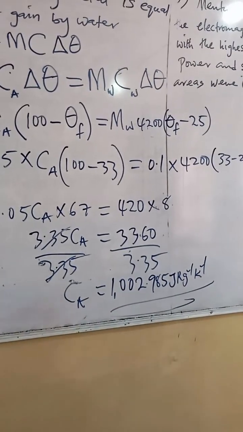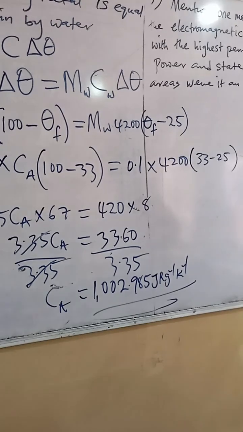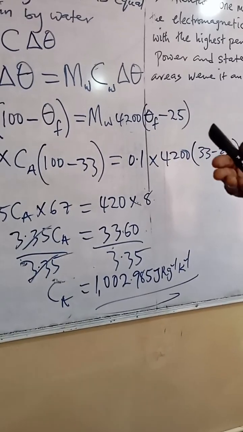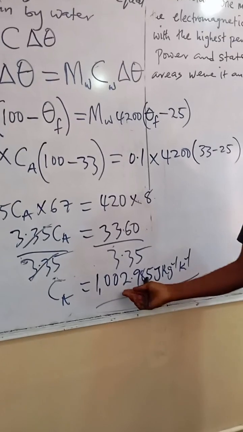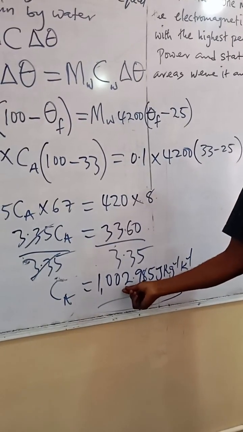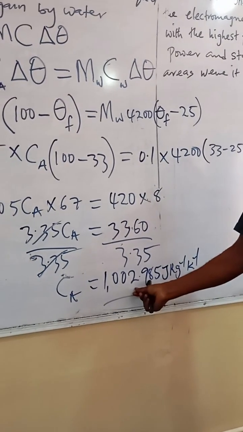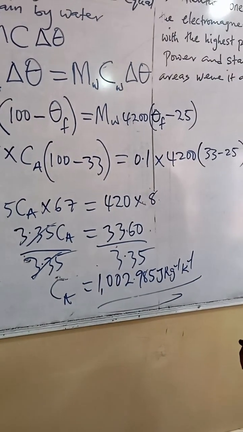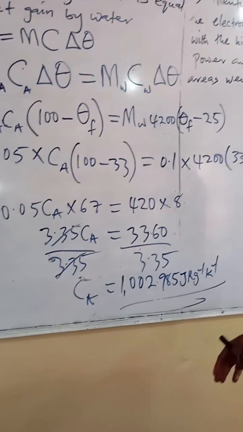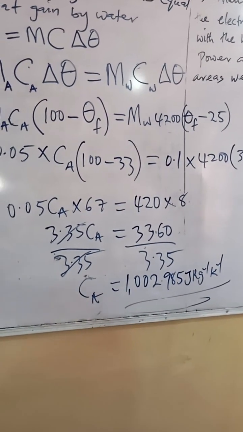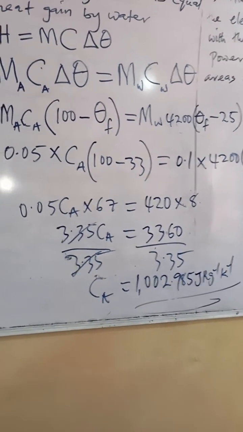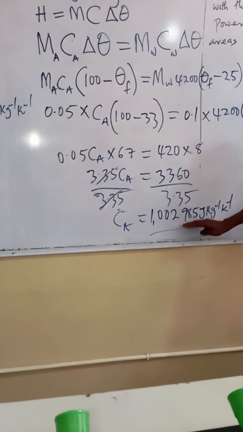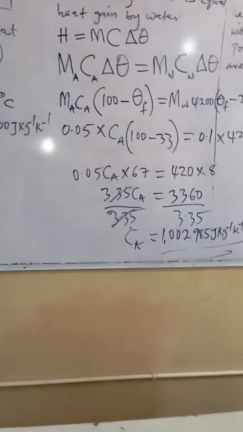Now, can you see this value? If you go home, you can Google the specific heat capacity of aluminium. You will discover that it is something like 900 and something. When you subtract, the difference will not be much. The difference is the error that occurred during the experiment, because the water could not boil up to 100. If we had carried it up to 100 degrees Celsius, you would get approximately 900 and something. Is that clear? Any question?